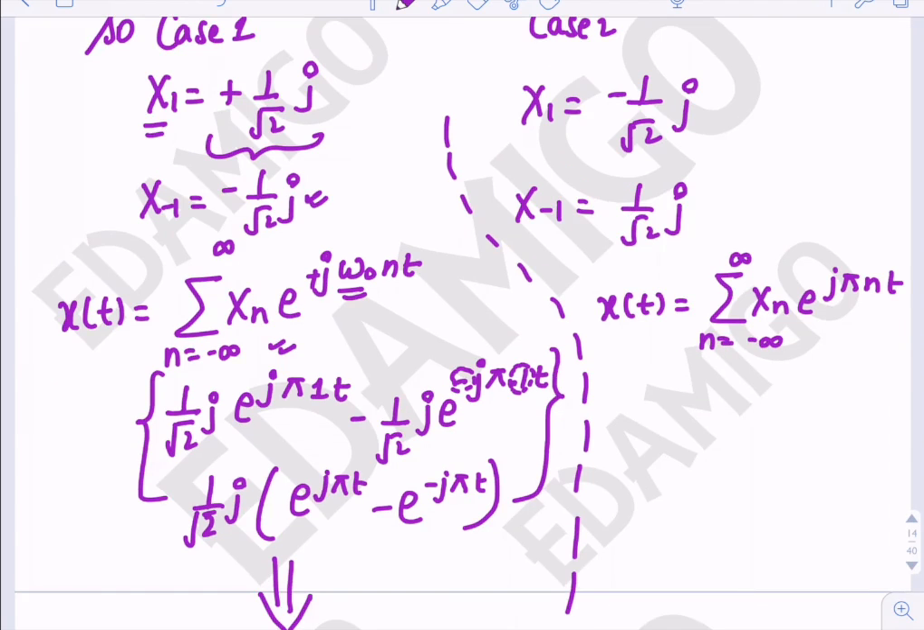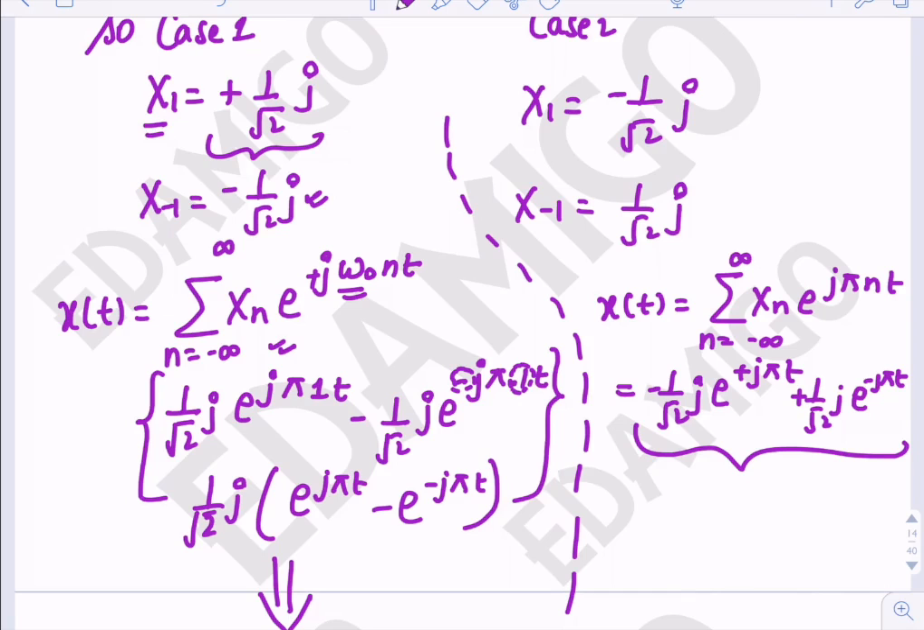Now we can easily see that this will be equal to minus 1 upon root 2 j e to the power plus j pi t plus 1 upon root 2 j e to the power minus j pi t. Now we can see that this signal will be equal to plus root 2 sine pi t, because there is only a change of sign here.